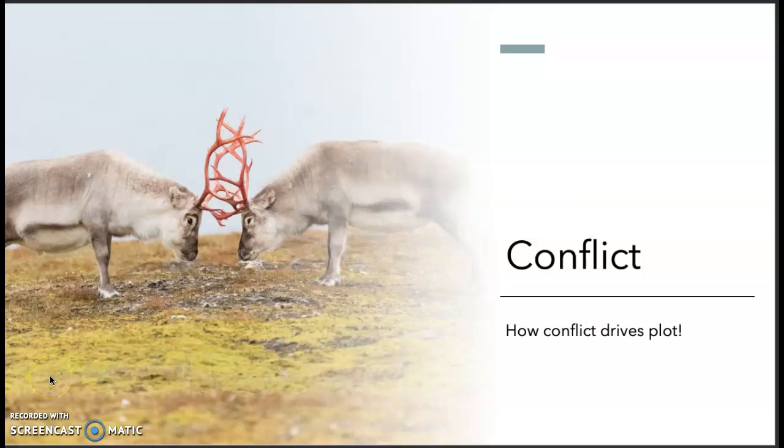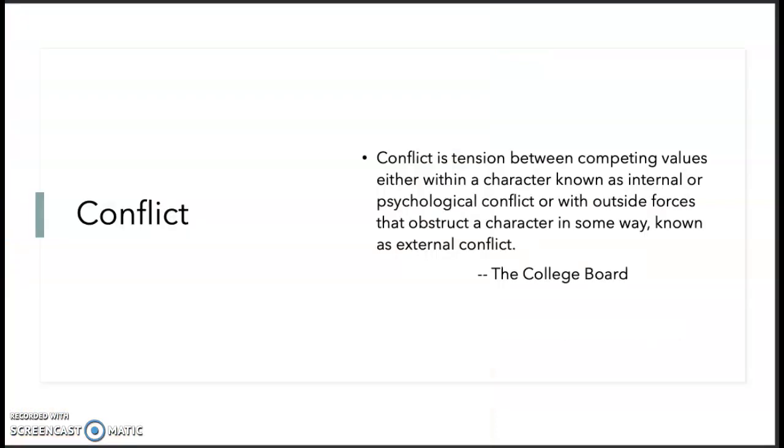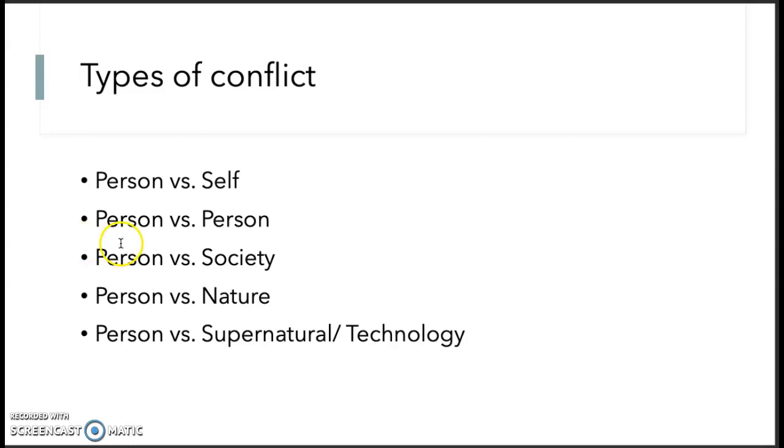Hey guys, today we're going to further our conversations on conflict and look at how conflict specifically drives plot. Just as a reminder, the College Board defines conflict as a tension between competing values, either within a character, known as an internal or psychological conflict, or with outside forces that obstruct a character in some way, known as external conflict.